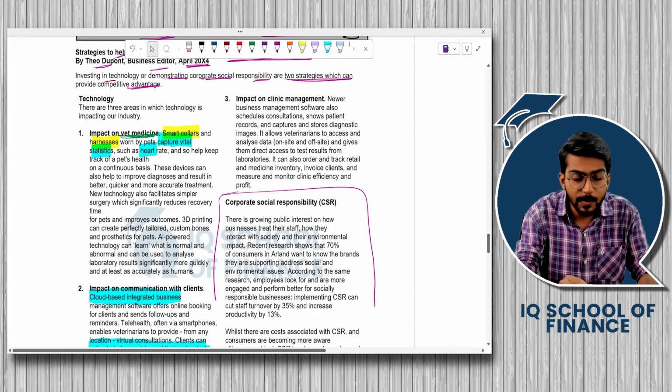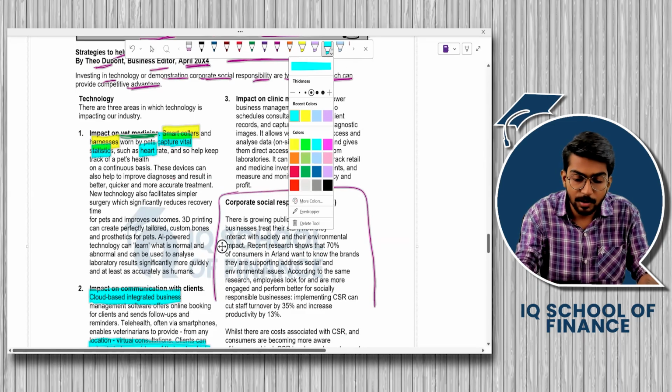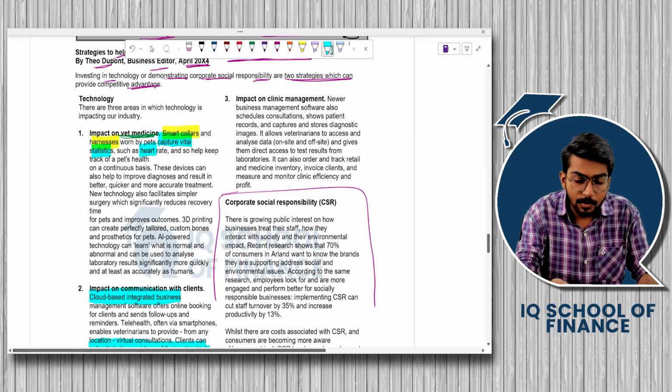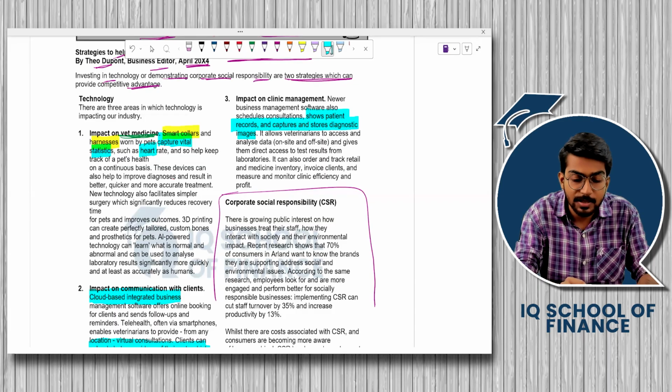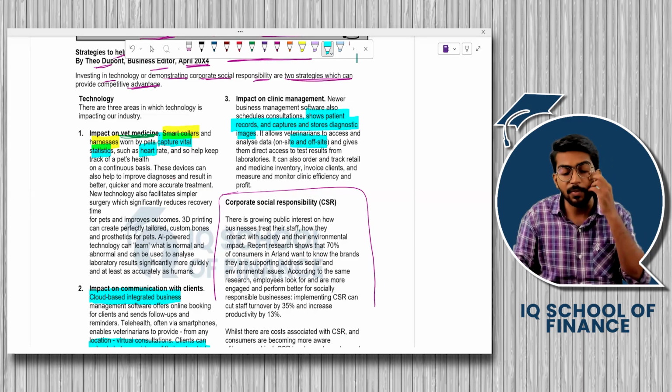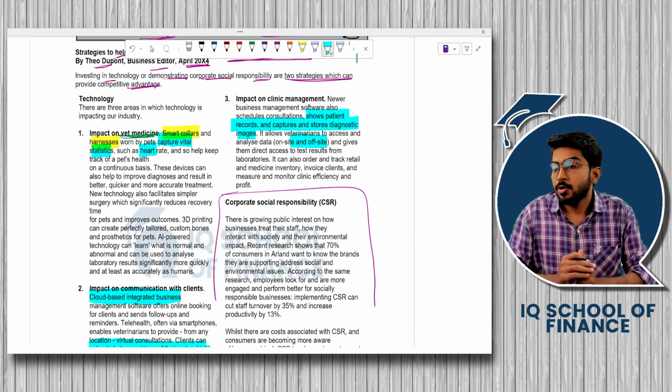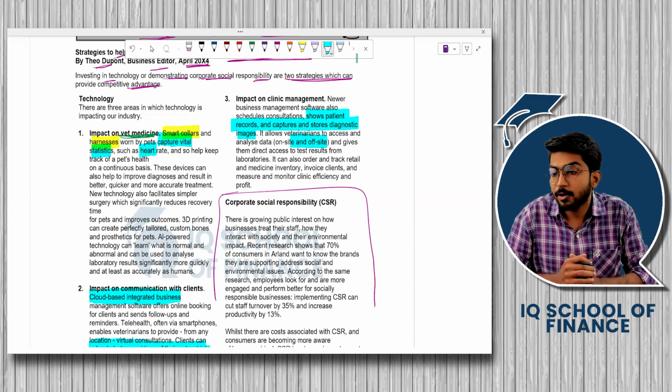Business management software. Here I'm reading: newer business management software also schedules consultations, shows patient records, and captures and stores diagnostic images. It allows veterinarians to access and analyze data on site and off site and gives them direct access to test results from the laboratory. It can also order and track retail medicine inventory, invoice clients, and monitor clinic efficiency and profits. So one of the drawbacks.